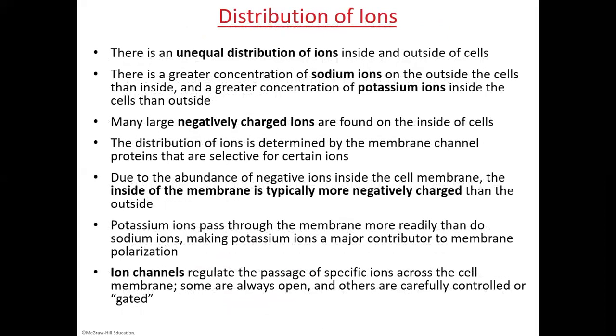And all this is done with ions. Okay, the two ions are sodium and potassium. Sodium is Na and potassium is K. They're unequally distributed. So when the neuron is at rest, so that's our starting point, there's a greater concentration of sodium ions outside the cell. And then there's a greater concentration of potassium ions inside the cell. Okay, so that's important. So sodium's on the outside, potassium's on the inside.